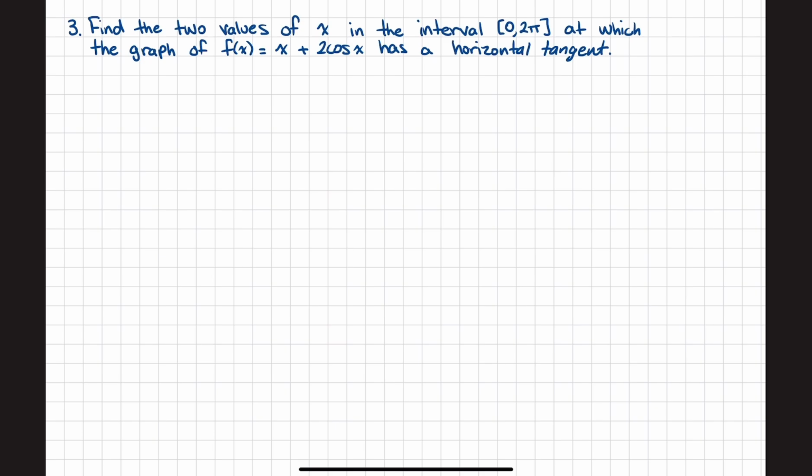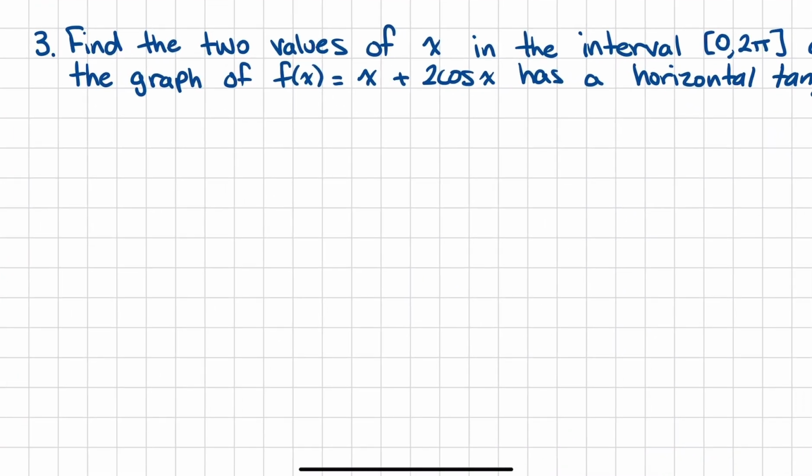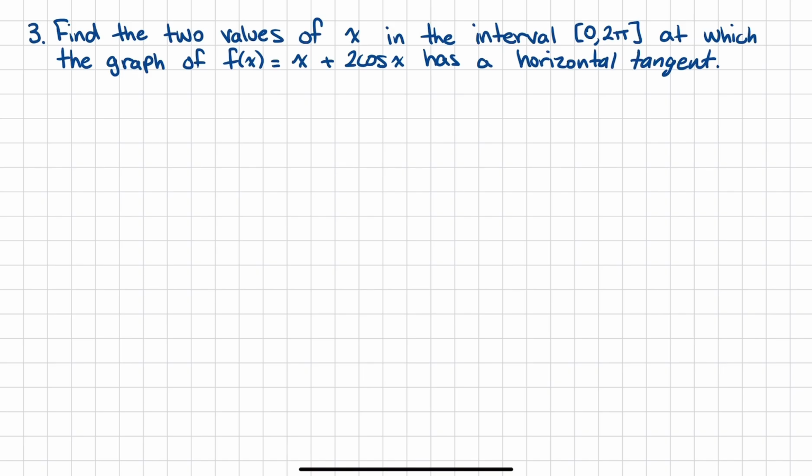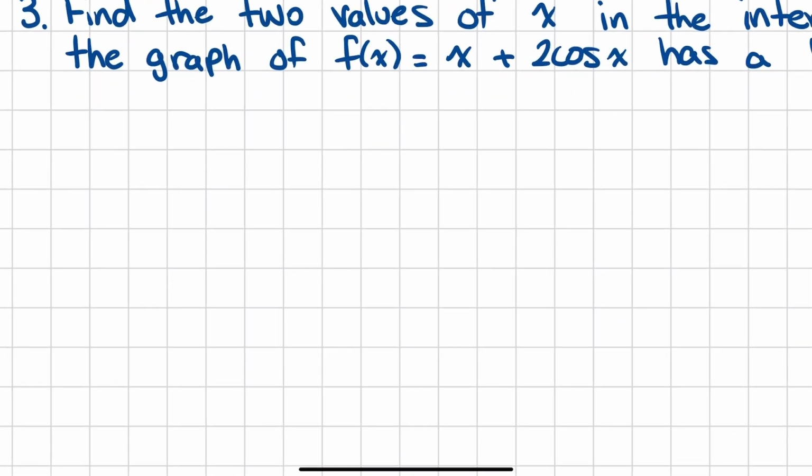Now in this question, we're told to find the two values of x in the interval 0 to 2 pi, at which the graph of f of x equals x plus 2 cos x has a horizontal tangent. Once again, all you have to do is find the derivative and set it equal to 0. However, now we have a trigonometric function where we're having an interval, and so we need to keep that in mind. We're going to have two horizontal tangents, and we will need to use CAST rule for this. So let's go ahead and find the derivative.